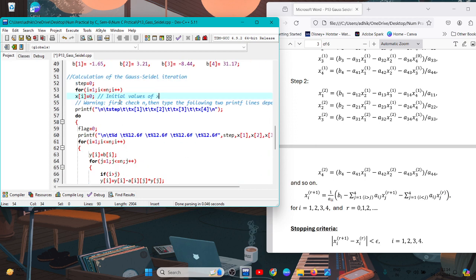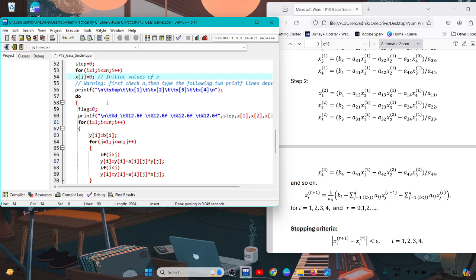Now calculation in this step. First check the n, and then type the following two printf lines, this printf line and this printf line, because here n equal to 4. So here we write up to x1, x2, x3, x4. If n equal to 5, then you must write x1, x2, x3, x4, x5 and so on.